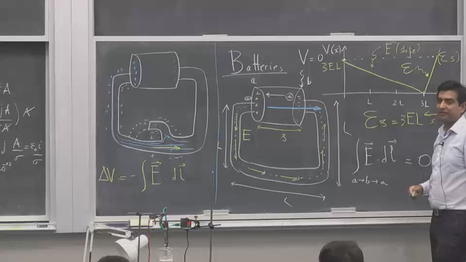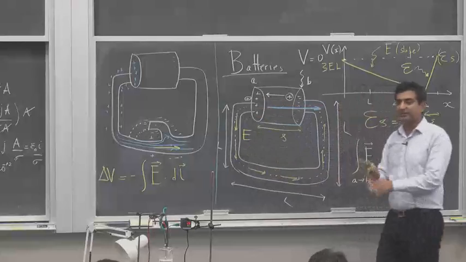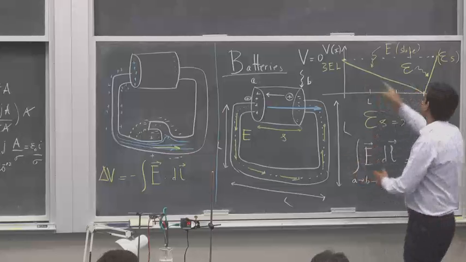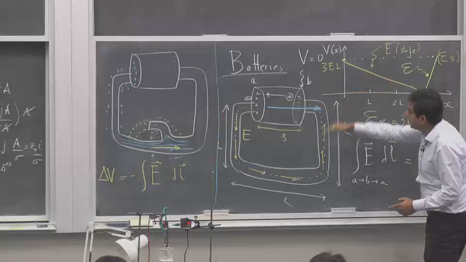So in this region of the circuit, the electric field and the displacement of the positive charges are parallel, and here they are anti-parallel. So this is how really a battery works. And this is how the potential profile changes along the different regions inside the circuit.